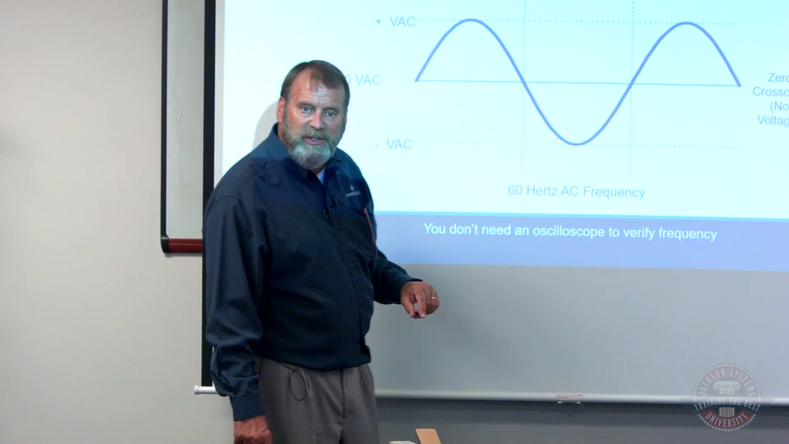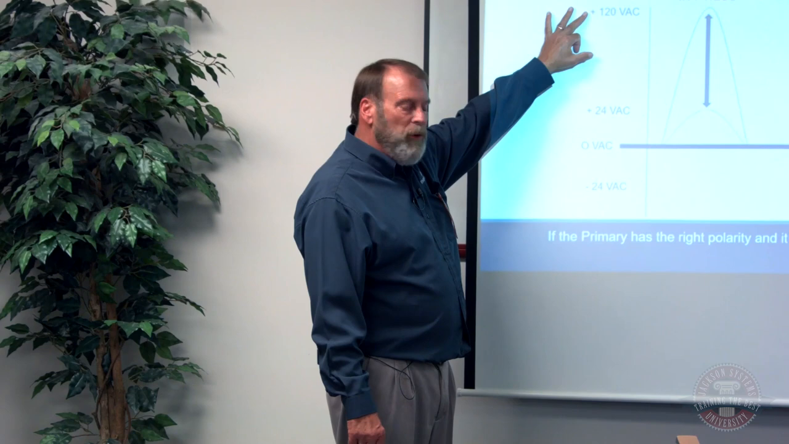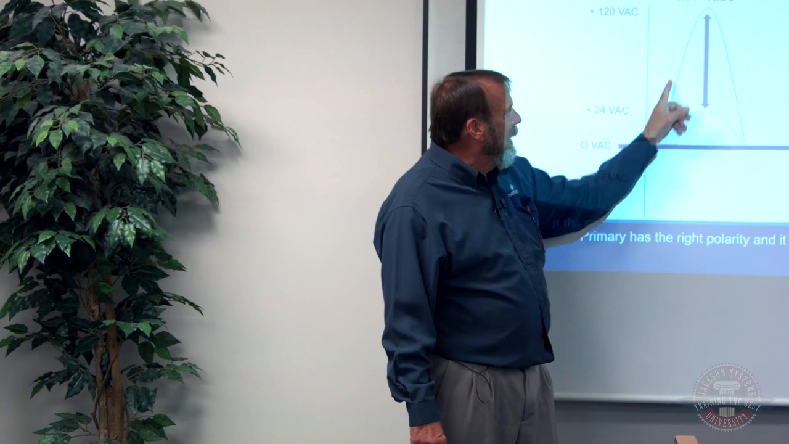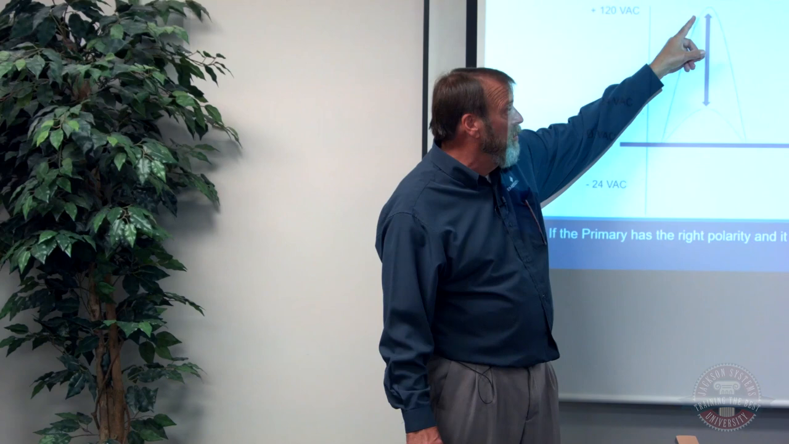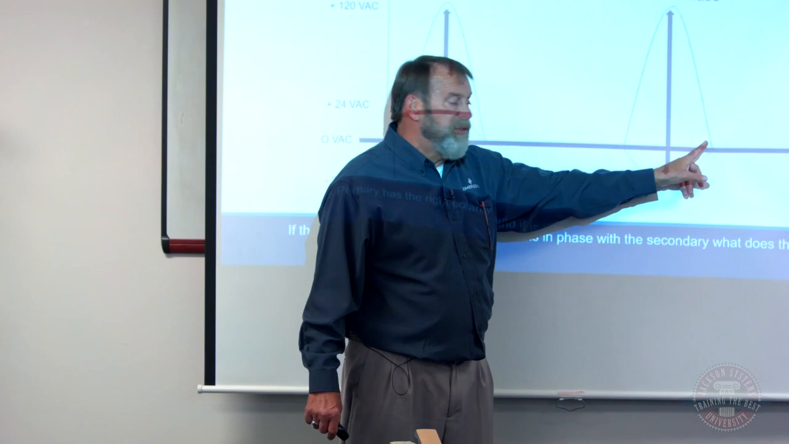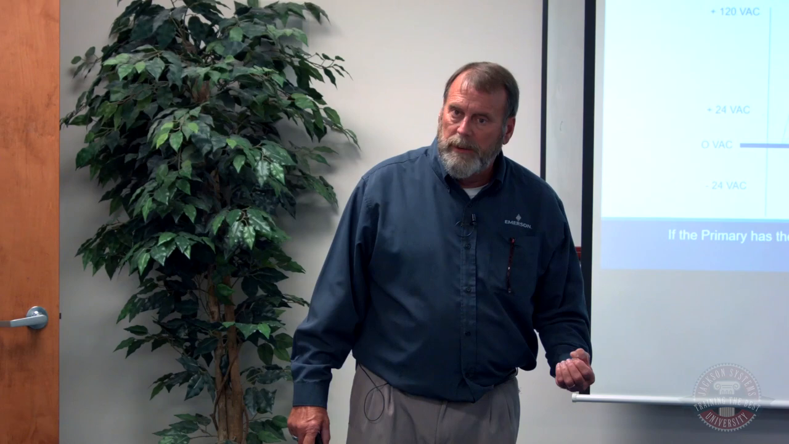Here's what you do. I got 120 volts primary, I got a 24 volt transformer. This is my sine wave on the plus side. They should both go plus at the same instance. If that happens, they're in phase. If you have the polarity backwards, your 120 will go plus, but your 24 volts will go negative at that same period of time. And the system will still work. This isn't a dead short, guys. It just means they're out of phase. It'll still produce power to make the system work.